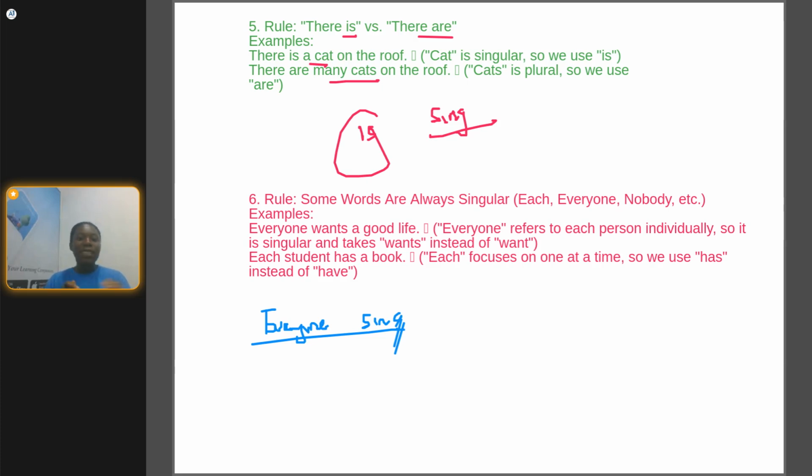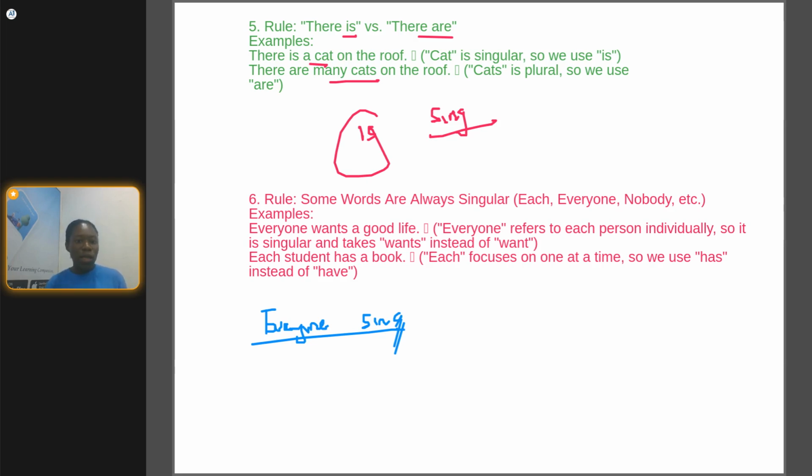Where you find each, you find everyone, you find nobody, you find somebody. You can't say somebody are around. You say somebody is around. You can't say nobody are around. You say nobody is around. You can't say everyone are around. You say everyone is around. So wherever you see this word, each person is expected to. Everyone is. Nobody is, not are.